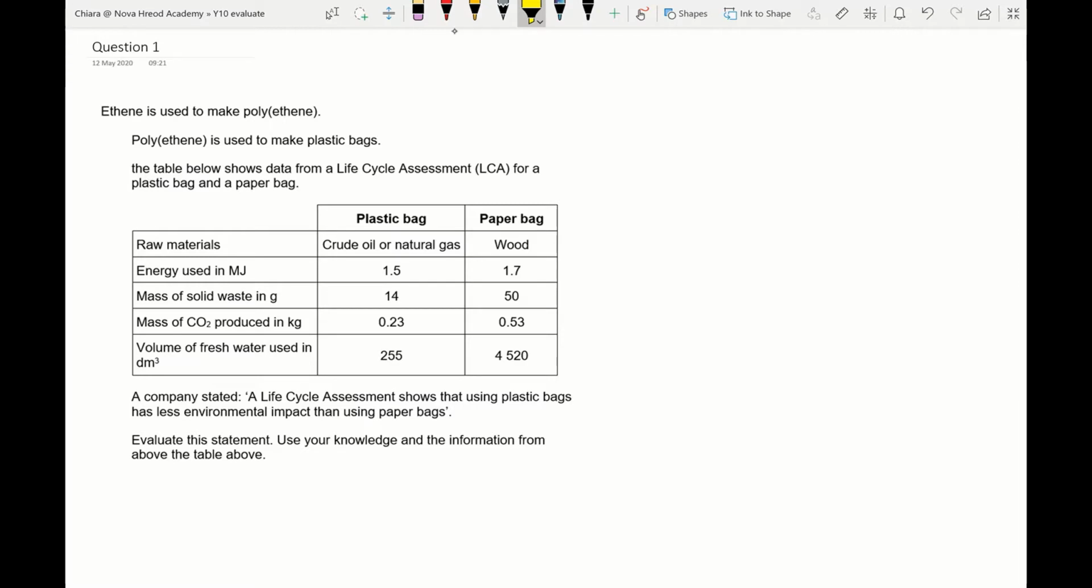And then below it says that a company stated a life cycle assessment shows that using plastic bags has less environmental impact than using paper bags. Evaluate this statement using your knowledge and the information from the table above. So we will have to use the table to answer this question, and we are evaluating this statement. When a question is asking us to evaluate, we are looking at the pros and the cons of both the plastic and paper bag, and then usually we want to come to a conclusion as well.